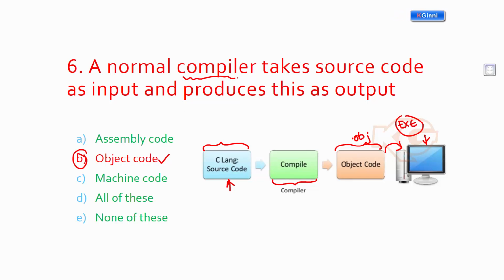Whenever you see compiler takes source code to dash, you might be slightly confused with assembly code, but in terms of compiler you won't see assembly code. When you see linkers in the picture, then only will you see machine code coming into the picture, but the moment a compiler is there, its output should always be the object code.